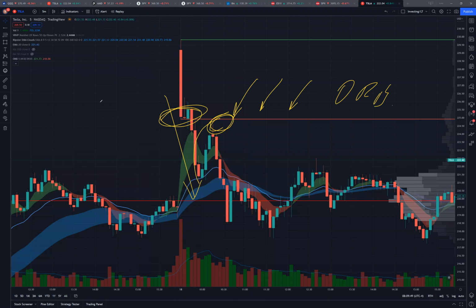The lows of the opening range broke out. You let this thing extend. When it pulls back into that opening range low, this is where you're going to capitulate and look for that short to actually open up this position.